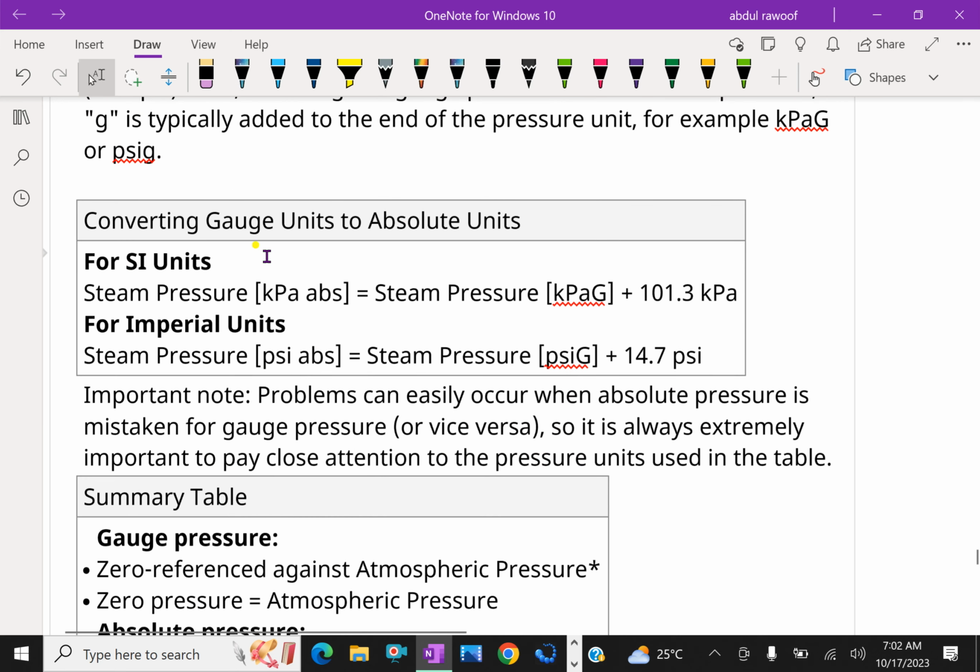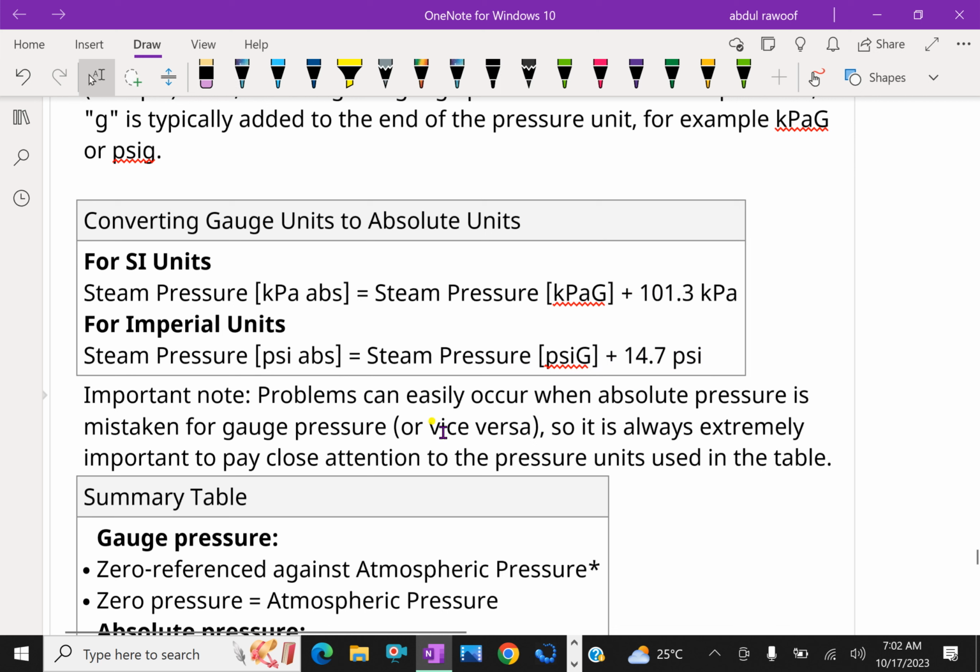So converting gauge units to absolute units. Steam pressure in kPa absolute is equal to steam pressure in kPa gauge plus 101.3 kPa. We have to add this amount to the gauge pressure, and it gives the total steam pressure. For imperial units, steam pressure in psi absolute equals steam pressure in psi gauge plus 14.7 psi. We have to add it.